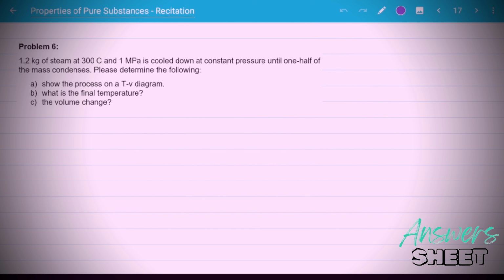Okay, problem 6. This time we are dealing with a constant pressure situation. 1.2 kilograms of steam, the temperature and the pressure is given, is cooling down in a constant pressure process until 1/2 of the mass condenses. Okay, so this is one key piece of information that the problem is giving us.